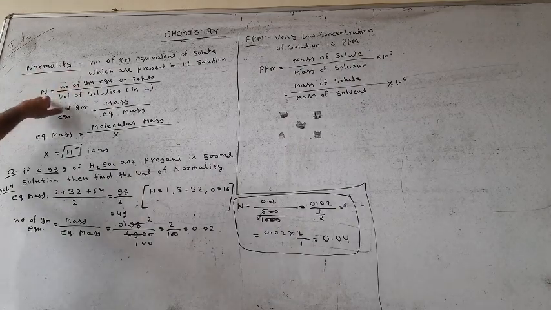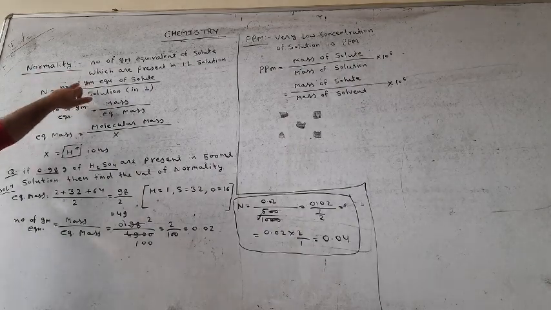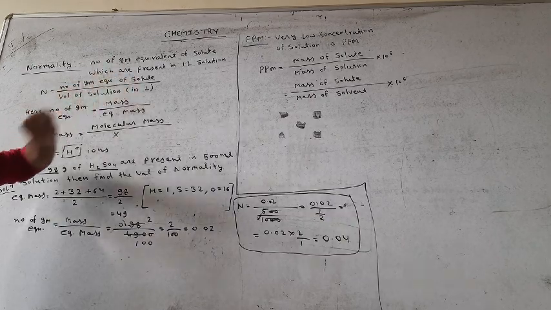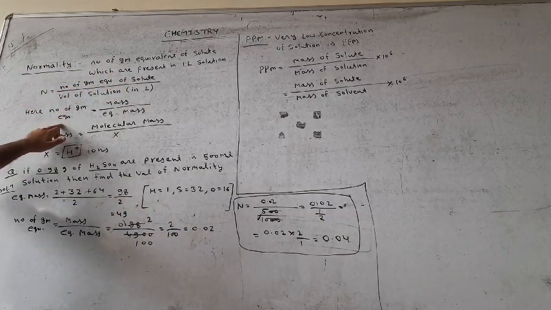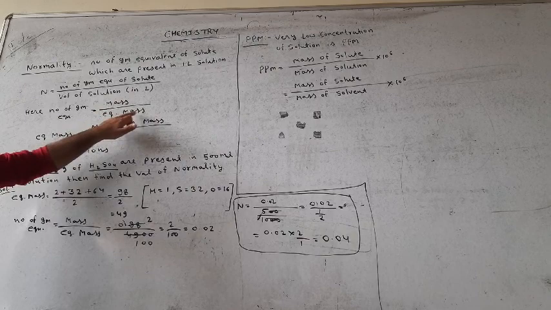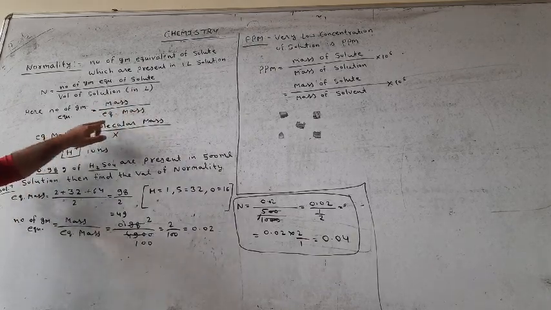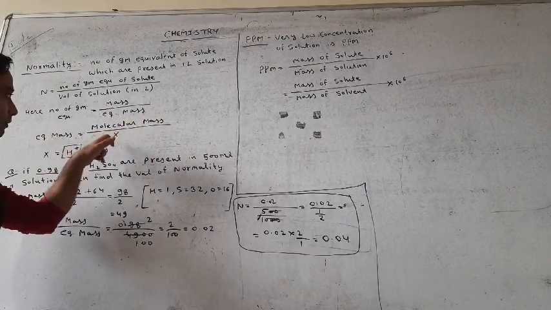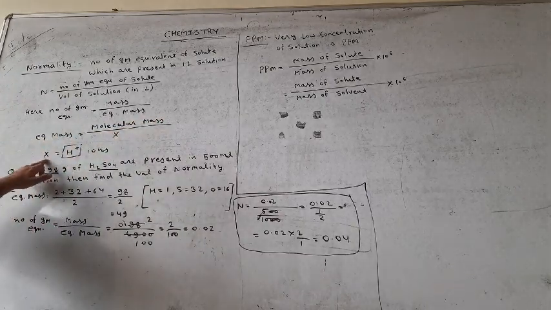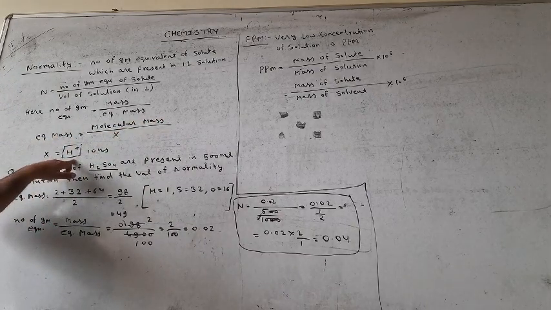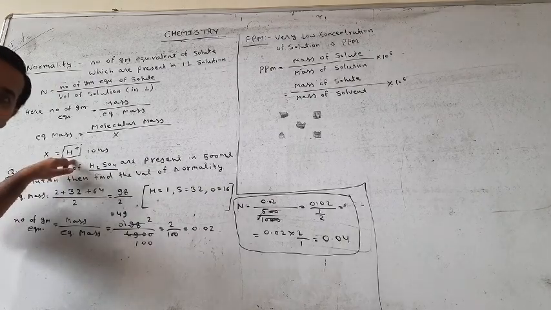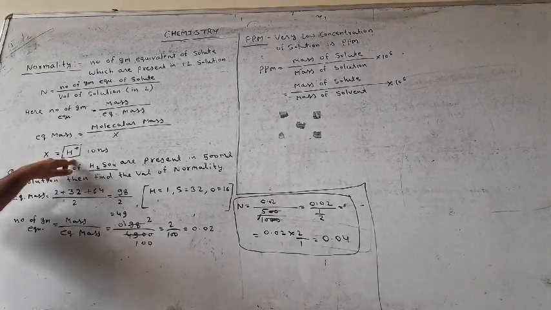Now we have the question, what is the gram equivalent of solute? Number of gram equivalents is equal to mass upon equivalent mass. What is the equivalent mass? Equivalent mass is calculated by molecular mass upon X. What is the value of X? It is the number of hydrogen ions present in the solute.